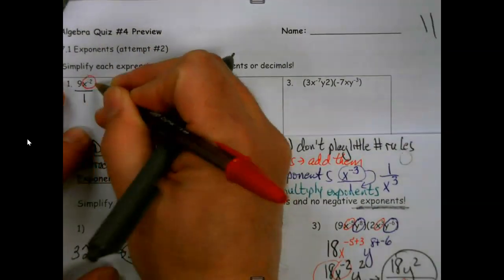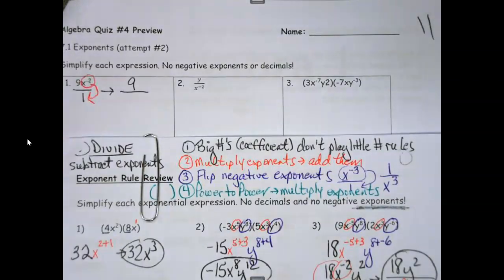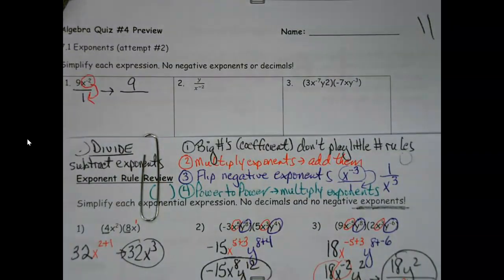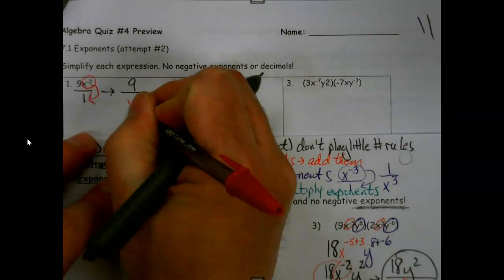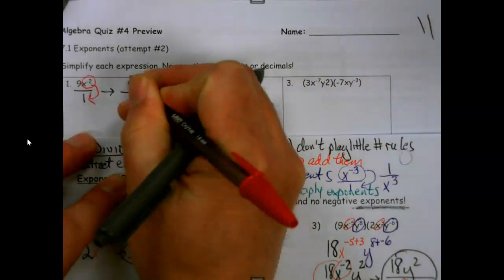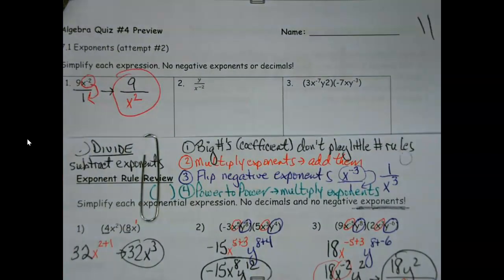9 gets to hang out and just keep doing its thing. X to the negative second is not happy where it's at. It's negative. So it needs a new home where it can feel better and be positive. And that's it. That's literally it. I have positive exponents. I do not have decimals. I'm done. Keep life simple, okay? Anytime there's a negative exponent, we just flip it the other direction, and it's set. And number 2 is going to be similar.